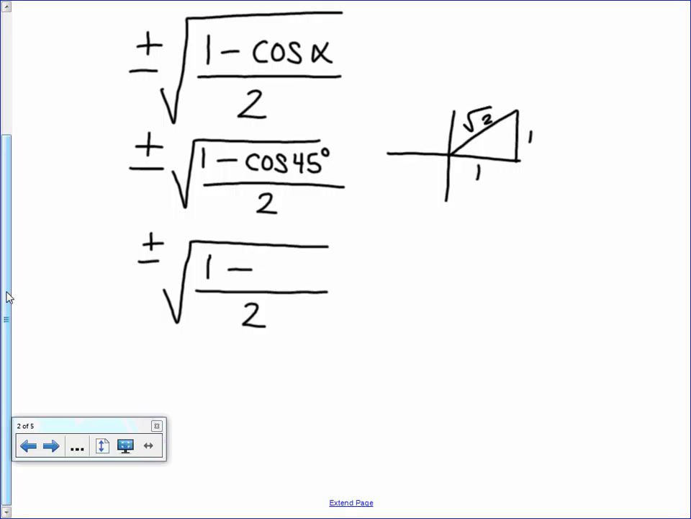Cosine is 1 over the square root of 2, which is the same thing as the square root of 2 over 2. Most of you knew that it was the square root of 2 over 2 without even drawing a picture. Okay, about 5 more steps because of the common denominators.